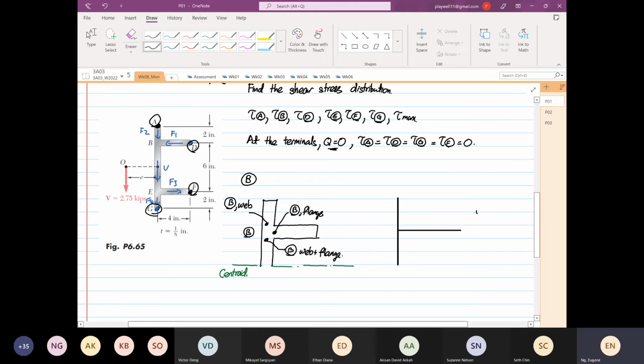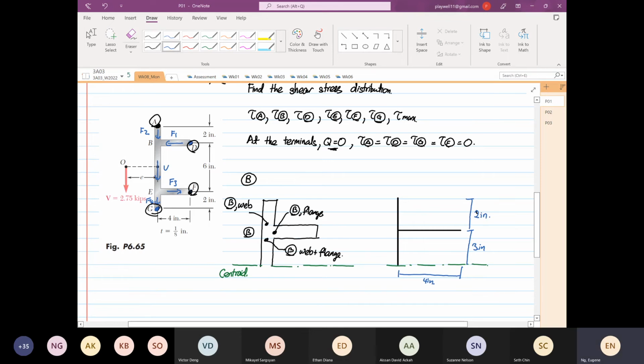Okay, so the distance given to us, right? The distance from, let me draw our centroid first. So what we are given, the distance from here to here is 3, right? The distance from here to here is 4 inches. And the distance from here to here is 2 inches.